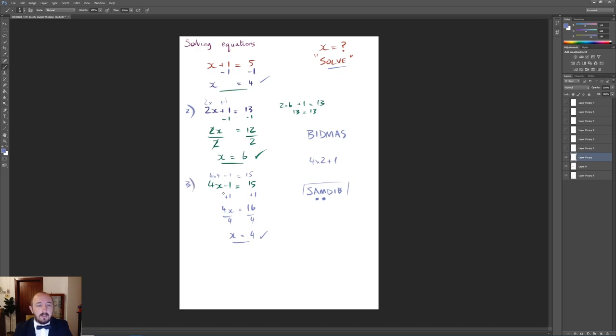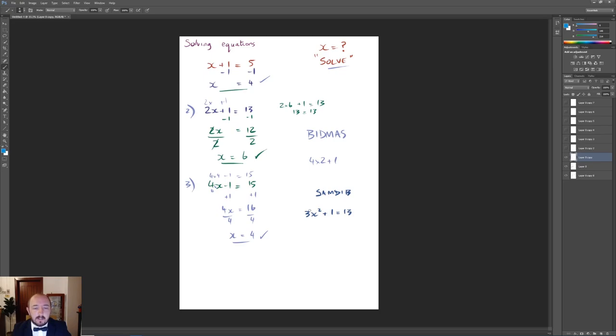In question 3, we had a times 4 and a negative 1. So we had subtraction and multiplying. So I did the subtraction first and dealt with that before I dealt with the multiply. So the next question, we're going to use SAMDIB in a slightly more complicated way. We've got 3x squared plus 1 equals 13. So just try to identify from SAMDIB what we actually have first before we try this question.